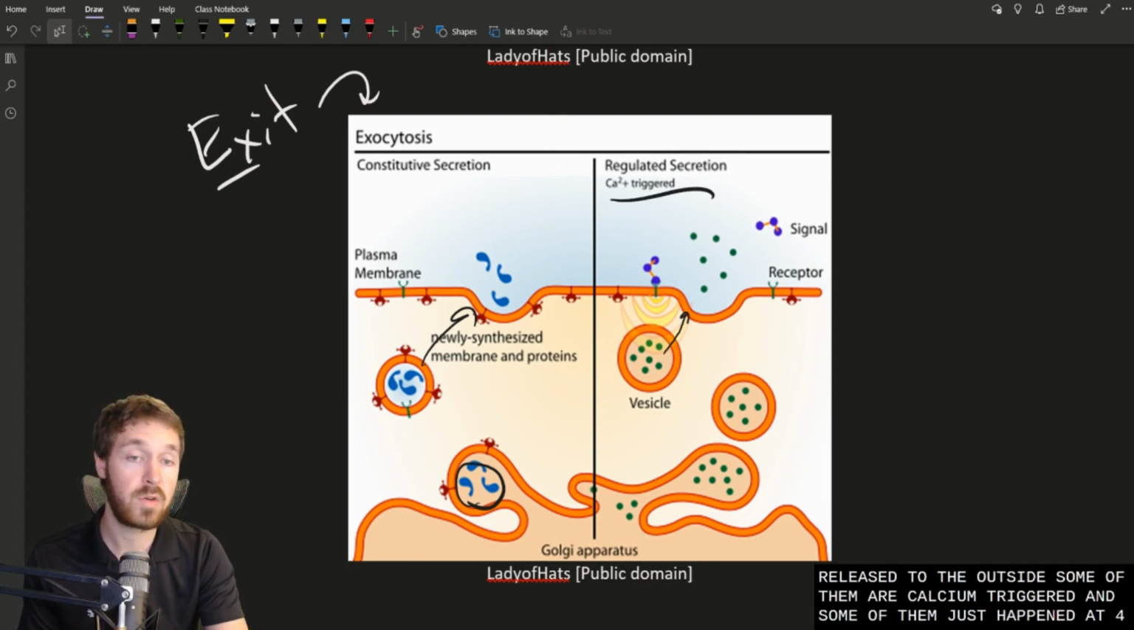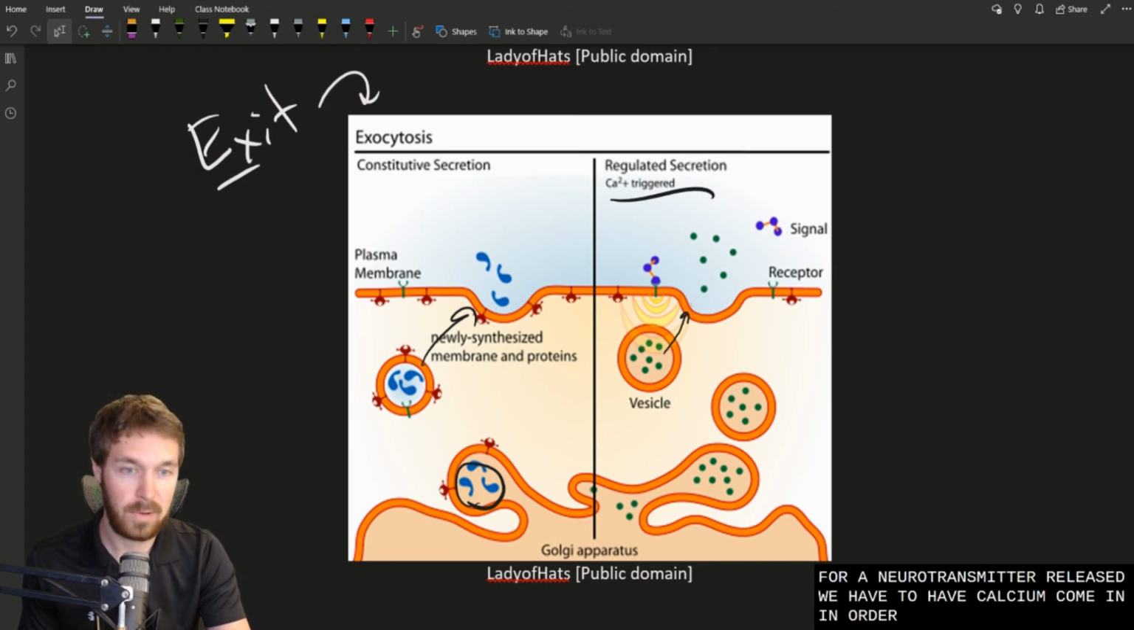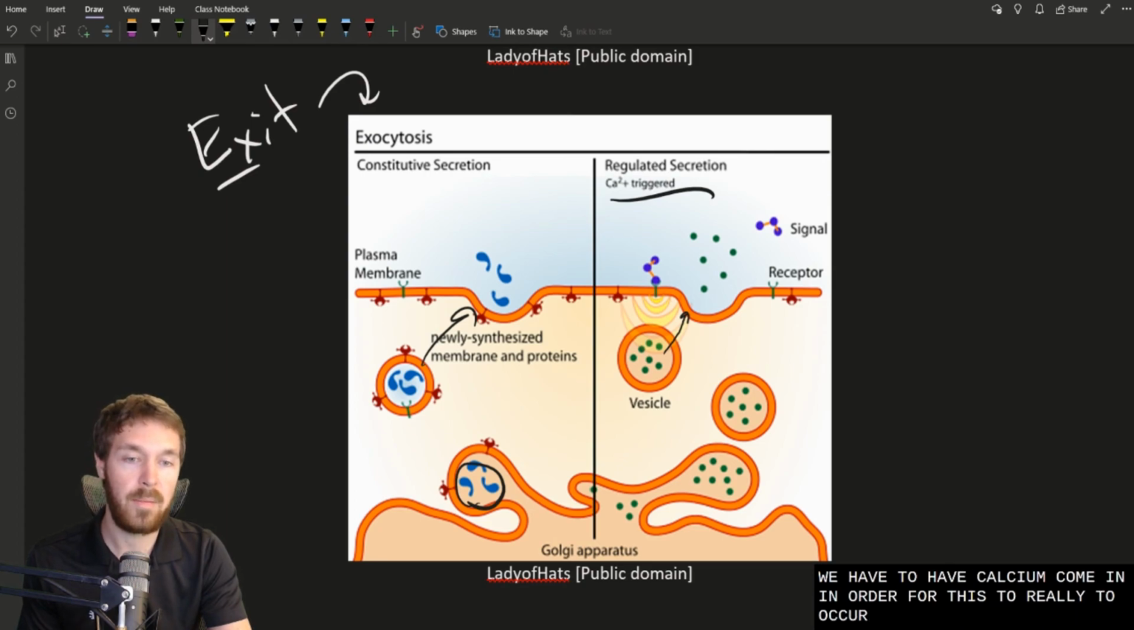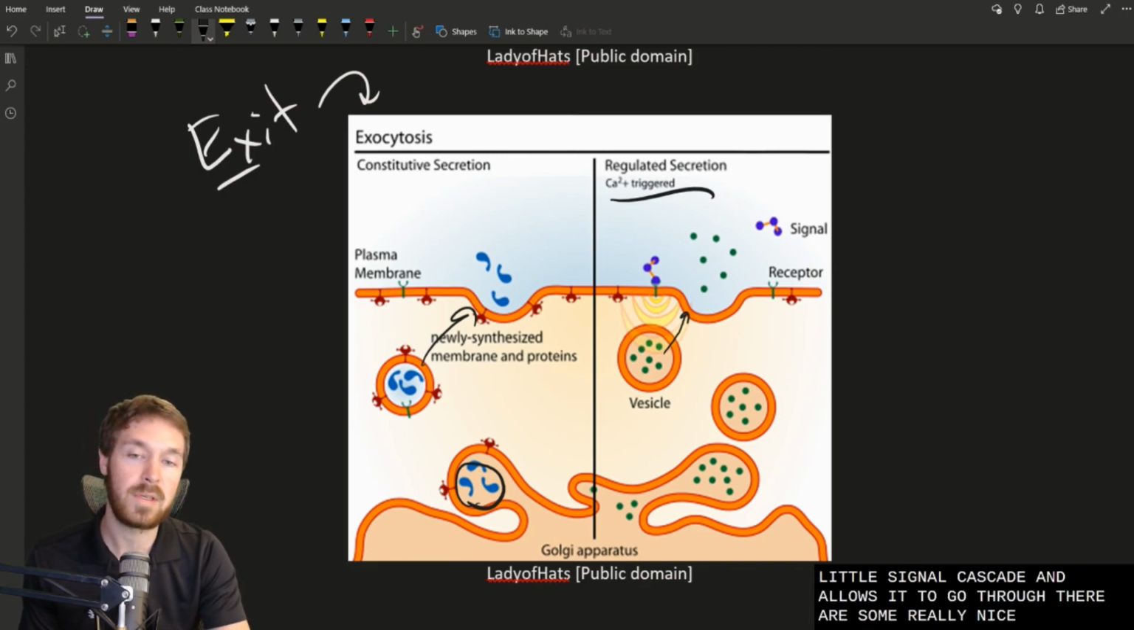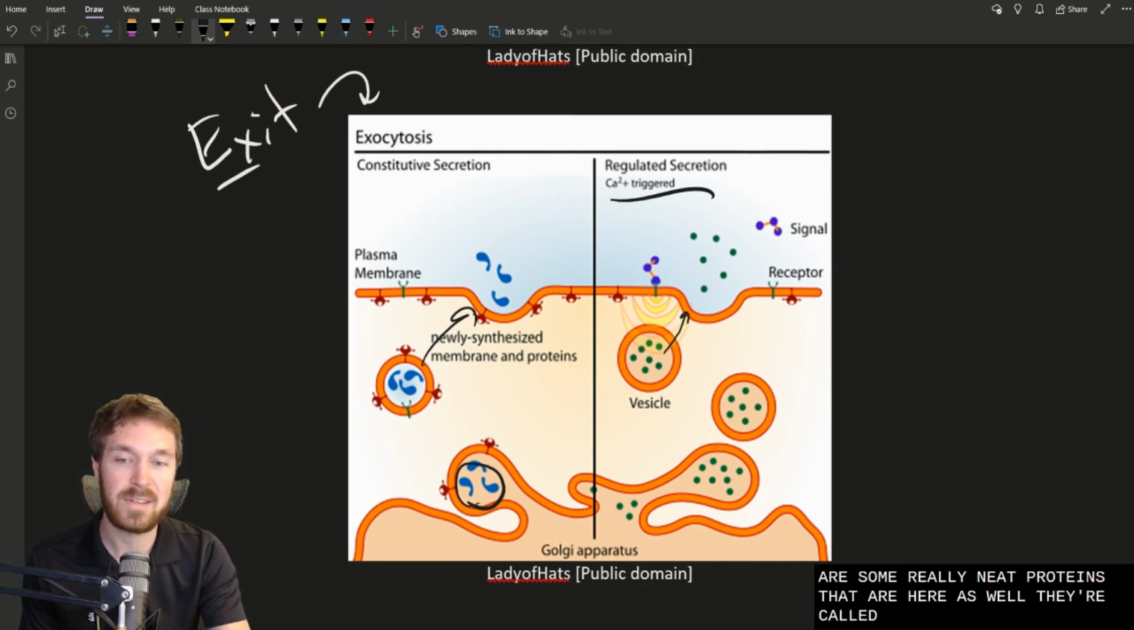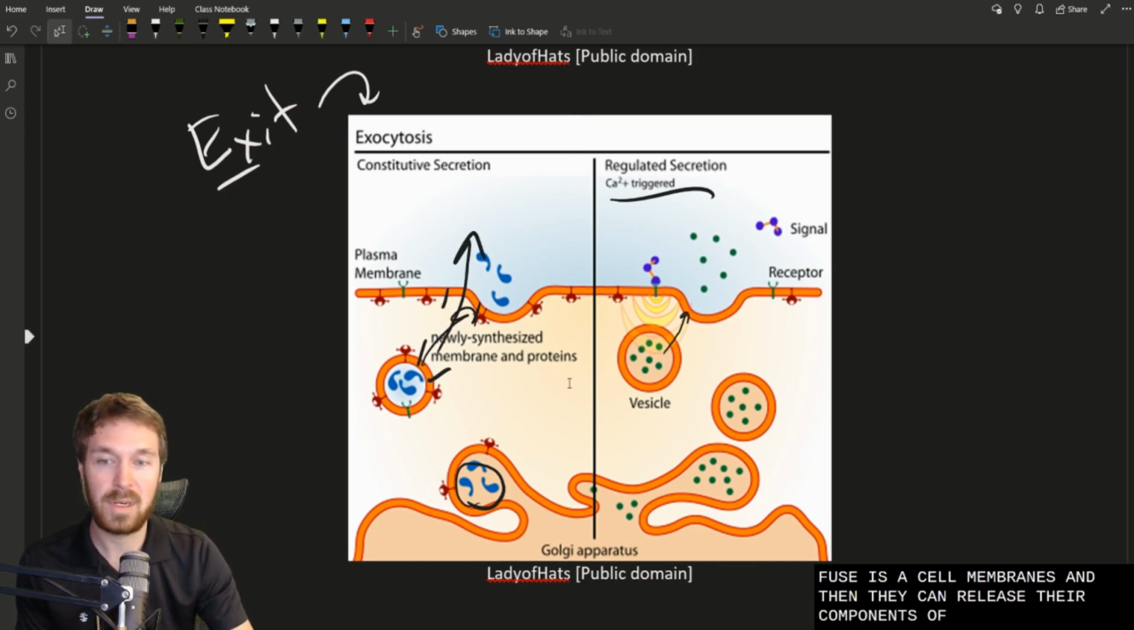And for neurotransmitter release, we have to have calcium come in in order for the release to occur, because it initiates this little signal cascade and allows it to go through. There are some really neat proteins here as well. They're called v-SNAREs and t-SNAREs. There are these little proteins sticking out here, and they actually bind to each other and twist like bread ties, and that fuses the cell membranes, and then they can release their components. So really neat how that works.